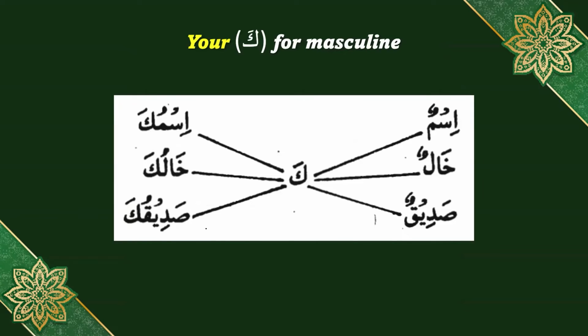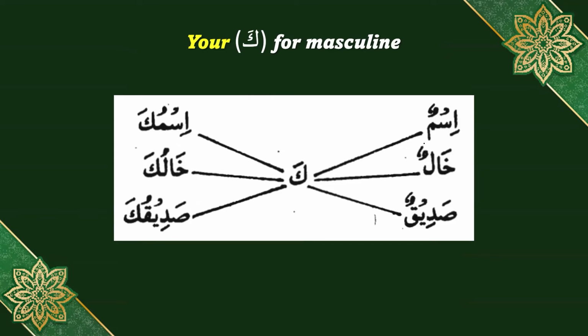Similarly, when you want to say your to the second person masculine, you will use the attached pronoun ka. So we say ismun, and then we say ismuka. This is for the masculine. Khalun and khaluka, that means your uncle, and sadiqun, that means friend, and sadiquka, your friend.